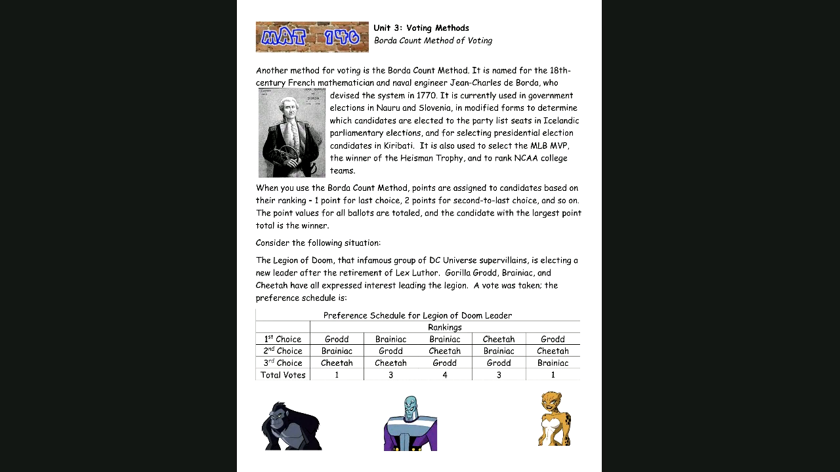So notice there are 1, 2, 3, 4, 5, 6, 7, 8, 9, 10, 11, 12. So there were 12 people who voted, right? So we had 12 voters. And that makes sense to me because there were 13 members of the Legion of Doom. And if Lex Luthor is leaving or has left, then there are only 12 votes.